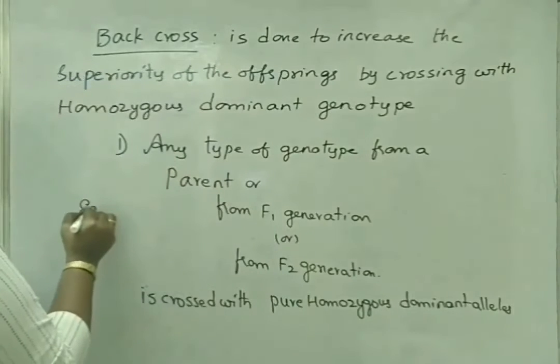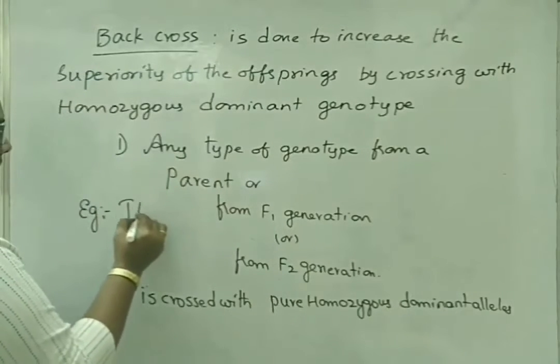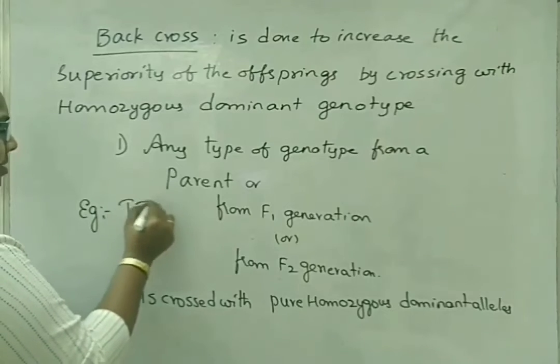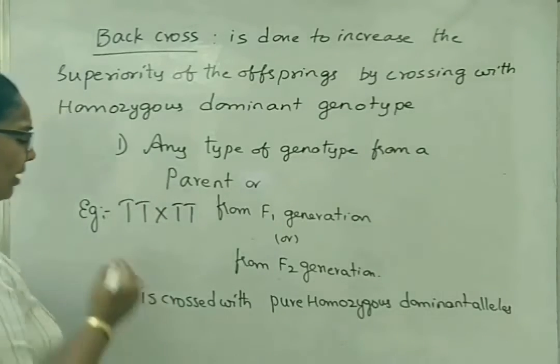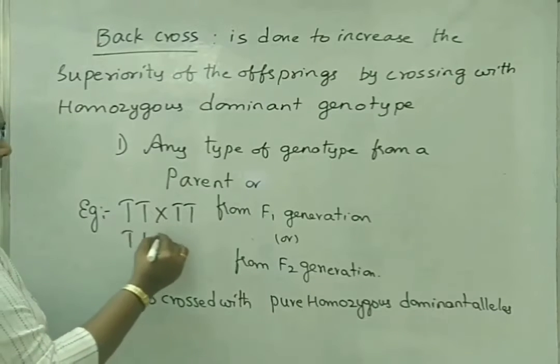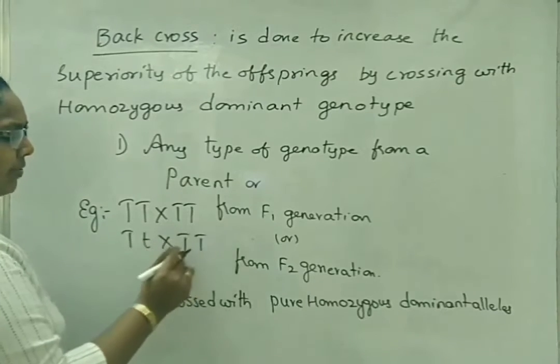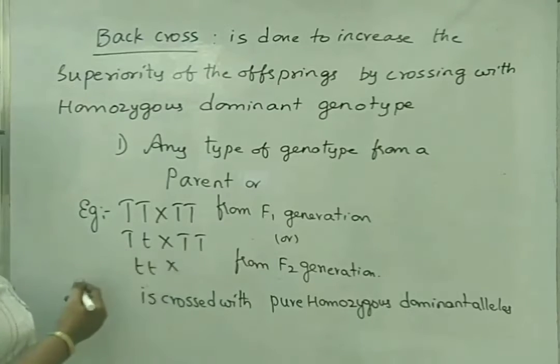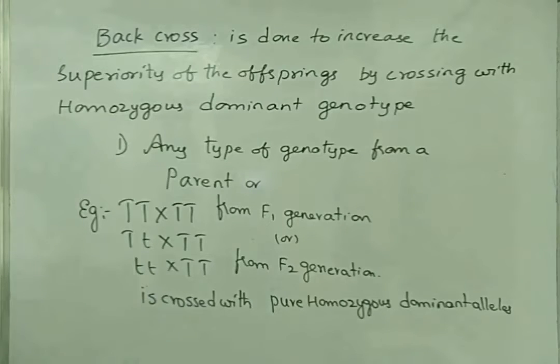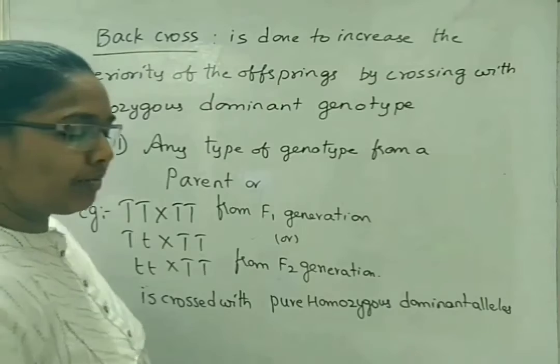Example, it can be capital T, that is known, again crossed with this one to obtain the pure lines or true breeding. Another one, we can take heterozygous one and we can cross with pure homozygous dominant alleles. We can take the recessive one, again we can cross with pure homozygous dominant alleles. Now we will see the different types of crosses and the ratios we are getting here.